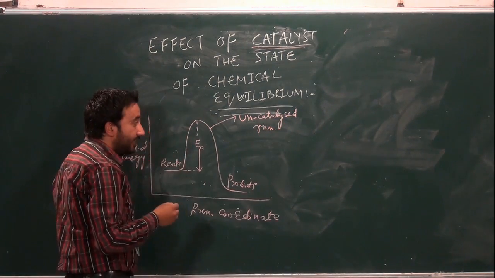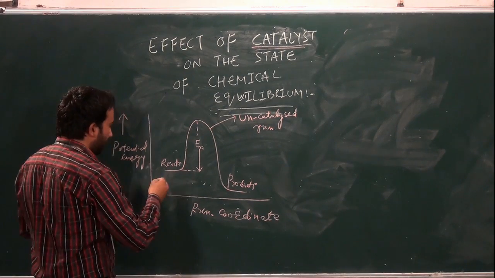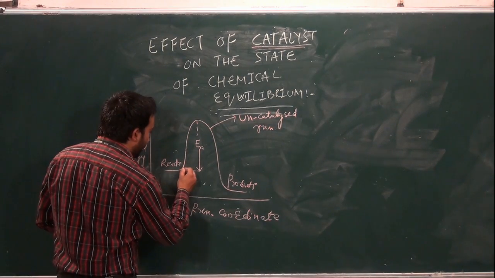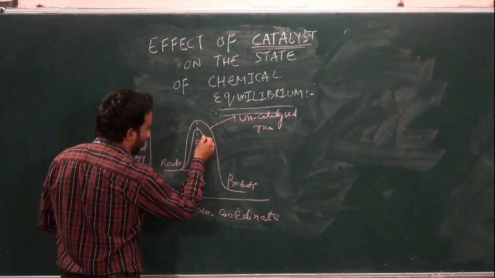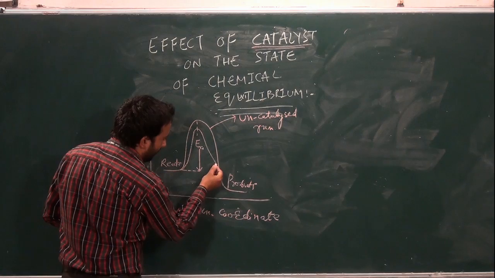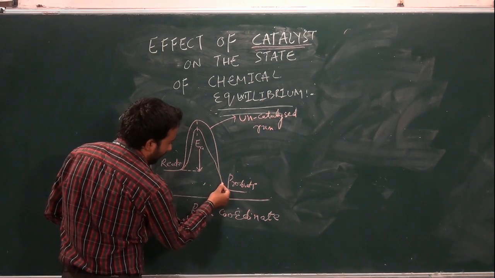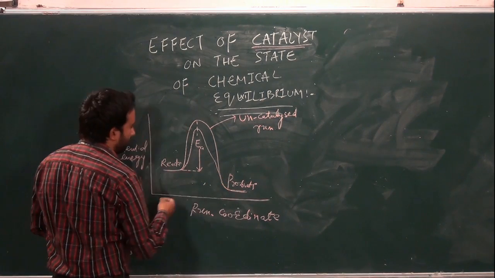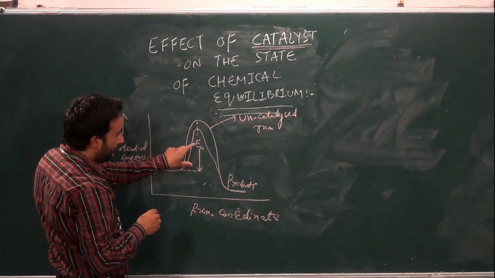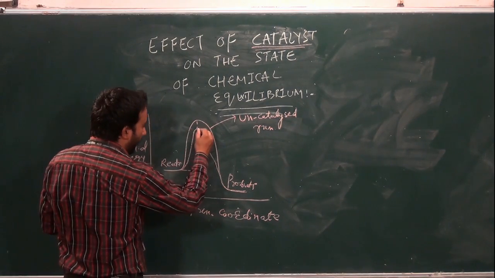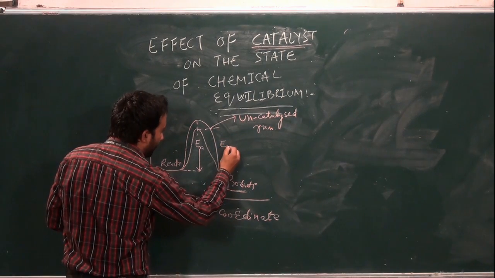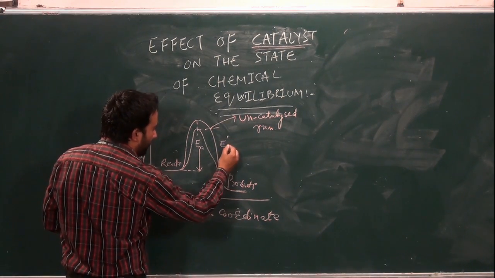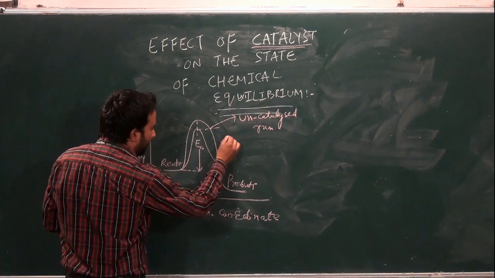But when we add catalyst to this reaction mixture, what will happen? It will decrease the activation energy. So initially the activation energy is more. Now the activation energy will be less. Let's denote it by EA prime.